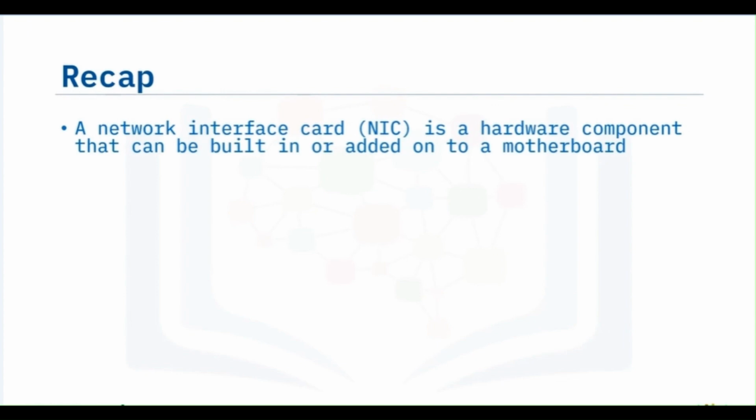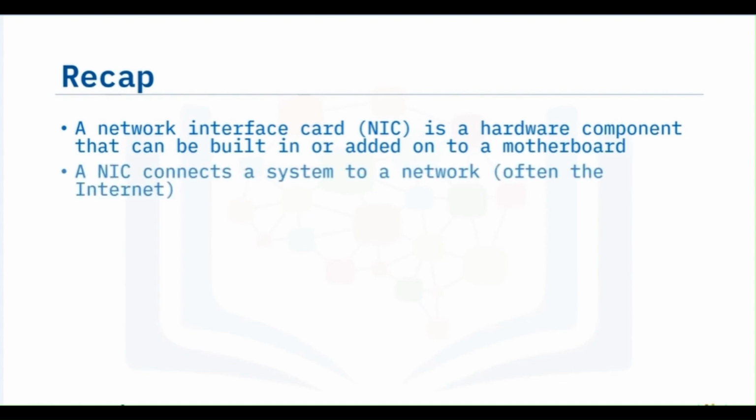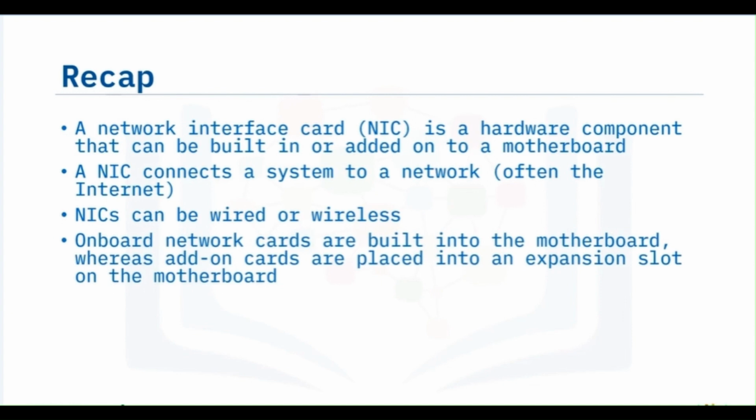In this video, you learned that a network interface card, or NIC, is a hardware component that can be built in or added to a motherboard. A NIC connects a system to a network, often the Internet. NICs can be wired or wireless. Onboard network cards are built into the motherboard, whereas add-on cards are placed into an expansion slot on the motherboard.